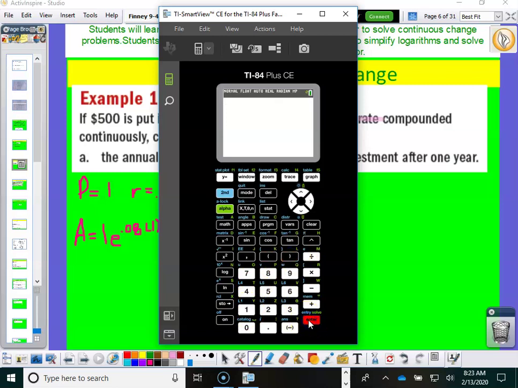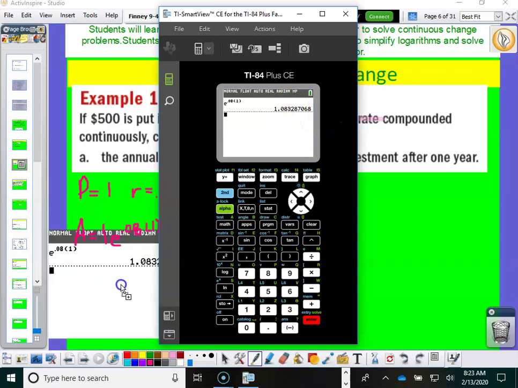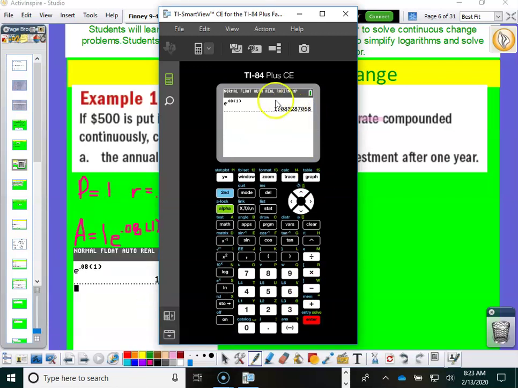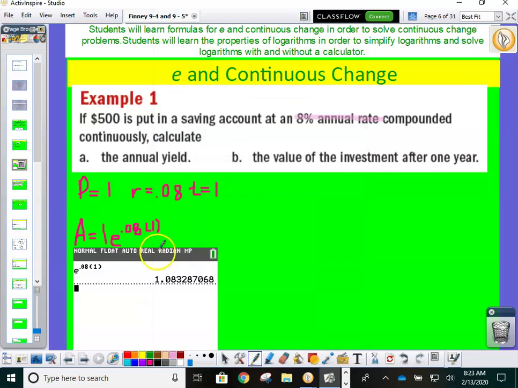So we just press enter, and that tells us that my actual annual yield is 1.083287068. So we're actually earning a little bit more than 8% because it's being compounded continuously. So to find our annual yield, well, 1.0832 or 33.